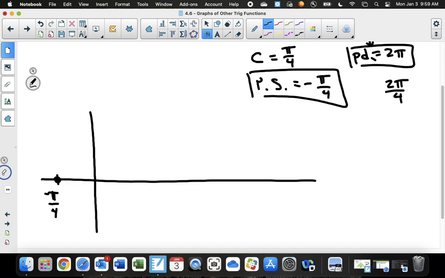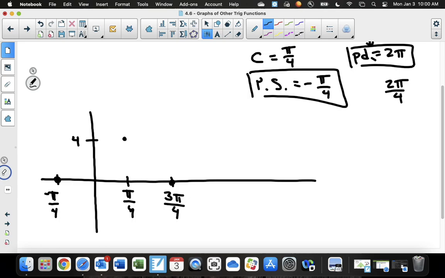So if I'm starting at negative pi over 4, the next key point will be 2 pi over 4 later. So if I add 2 pi over 4 to that, we get pi over 4. Therefore, midline, and the next one we go up to a maximum, which in this case, because of our amplitude, is at 4. Then we go another 2 pi over 4 to get to the next important point, which puts us at 3 pi over 4. There's our next midline.